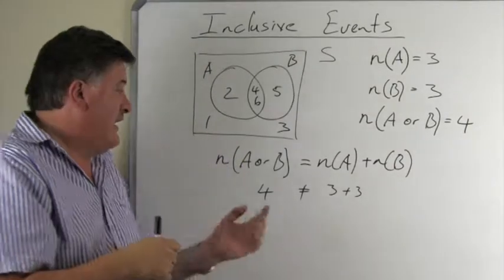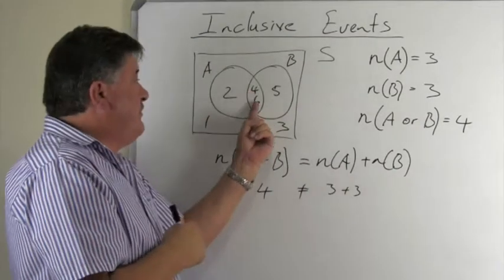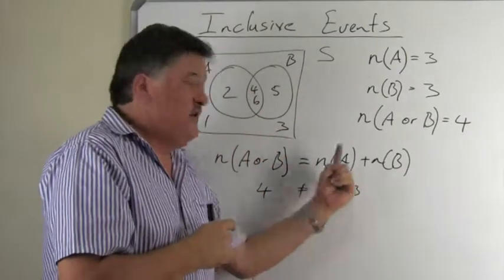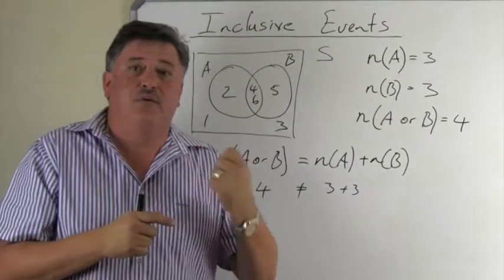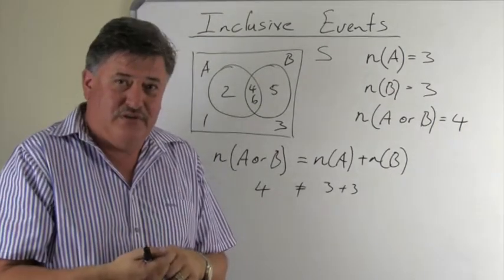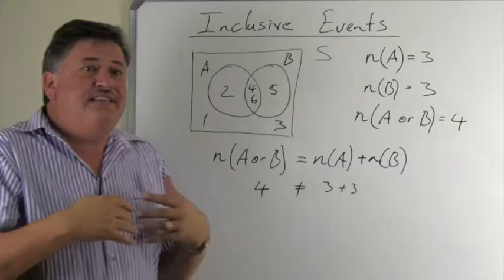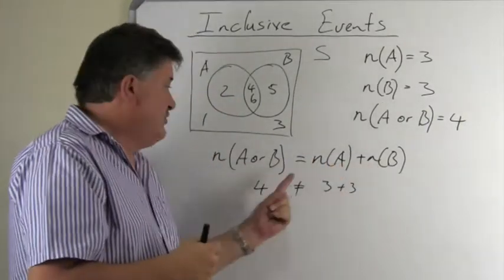And can you see why there is this difference? Because on this side, 4 and 6 was added here, as well as in that one. On this side, 4 and 6 was only added once. And that's why there's a difference of 2. Now the question is, is there something we can do to get this to be equal?